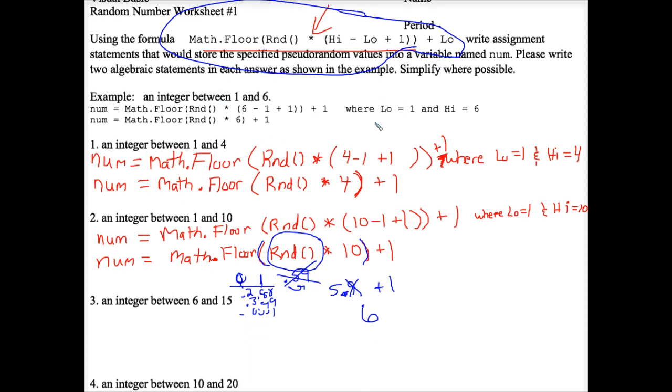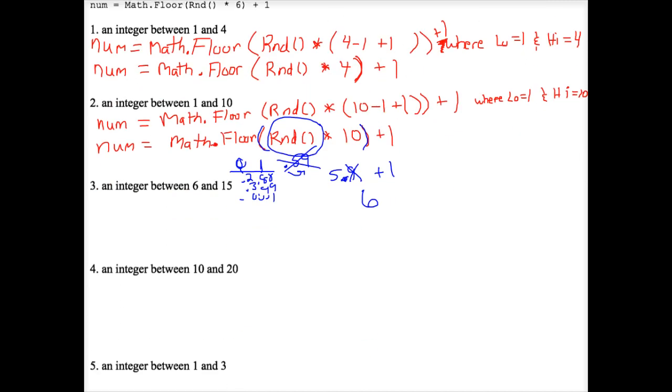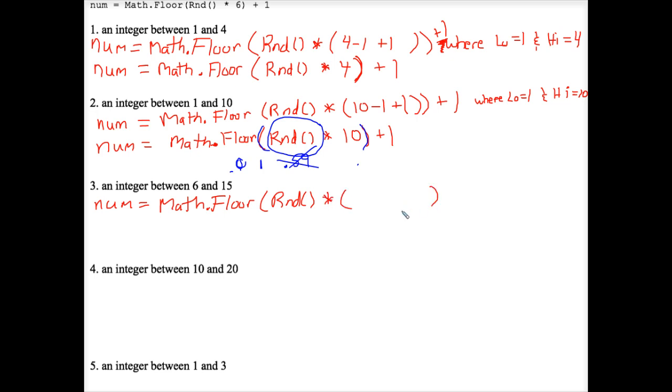I'll do another one that's a little trickier here because low is not the number 1 in problem 3. So let's do this one more problem and then you can finish the rest for your own learning. Here in problem number 3, I have to write out num equals math.floor parentheses RND, empty parentheses with RND because it's a function, times high minus low plus 1.